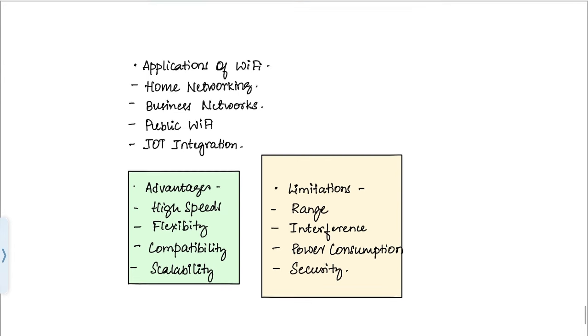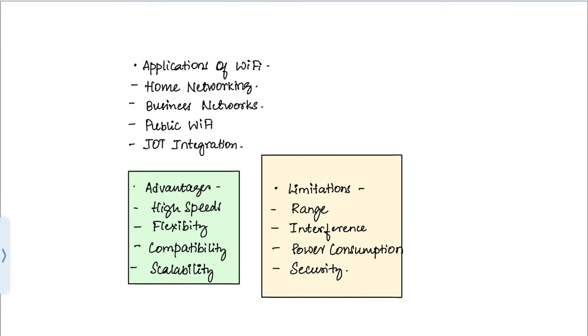Speaking of the advantages, first one we have is high speed. That is, a high data rate is there here, so it is used for video calls, gaming, and all of that. Then we have flexibility. That is, it offers wireless connectivity and reduces the need for excessive cabling. Then we have compatibility. Many devices are compatible with Wi-Fi. Scalability, it supports multiple devices within a single network. Speaking of limitations, first one we have is the range.